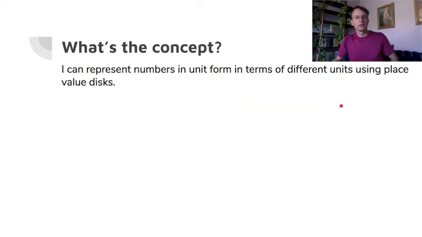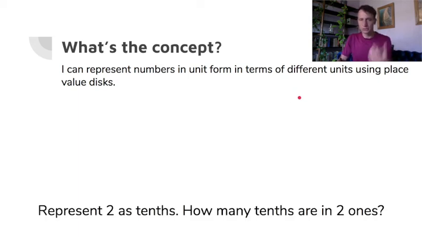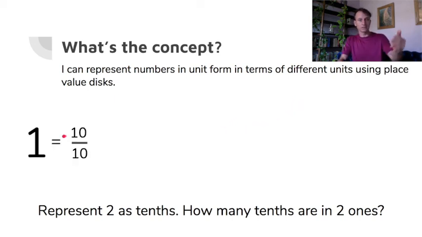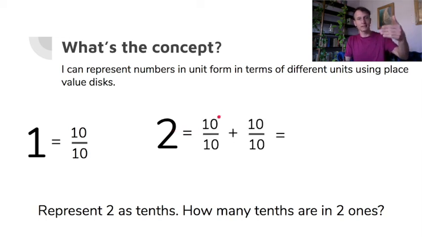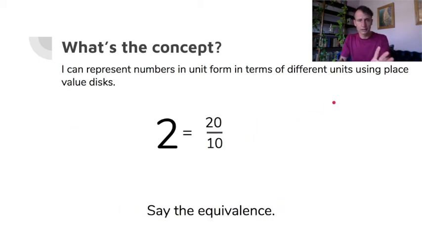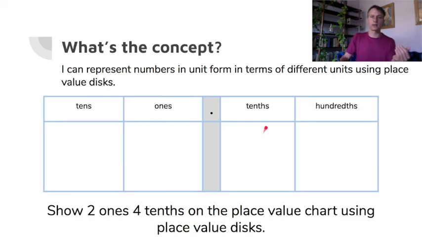Great. So now we're going to do something similar, but we're going to use place value discs so you can see how this looks. So let's represent 2, the whole number 2, as tenths. How many tenths are in 2 ones? Well, we just did this, remember, right? 1 whole is 10 tenths. So 2 wholes is 20 tenths. 10 tenths and 10 tenths, 20 tenths. We just saw that in the area model, right? Now, here it is. 2 is 20 tenths. We see that? $2 is 20 dimes. Excellent. Now let's put it on a place value chart with, as promised, place value discs.